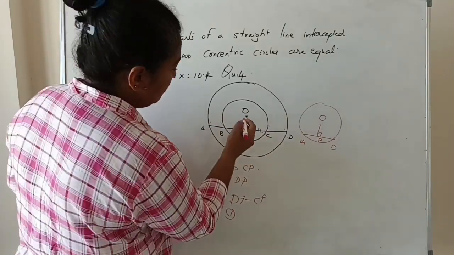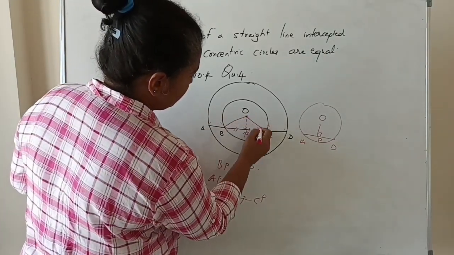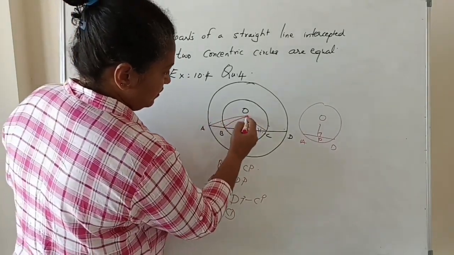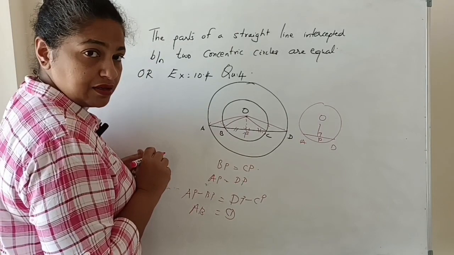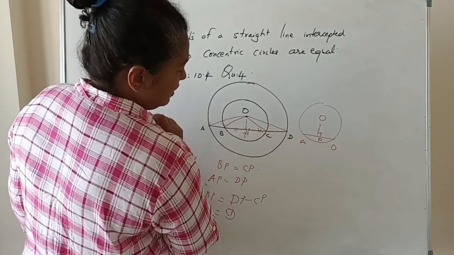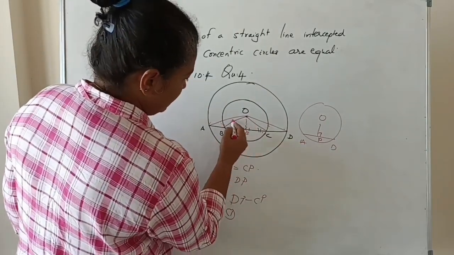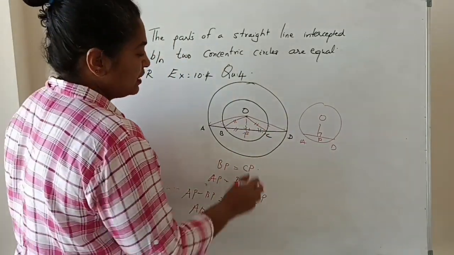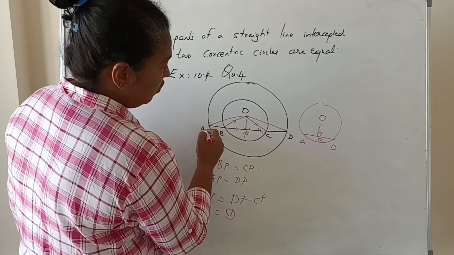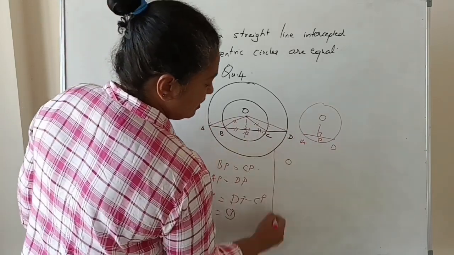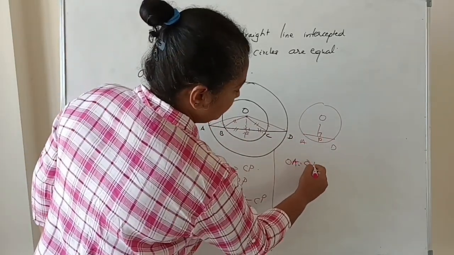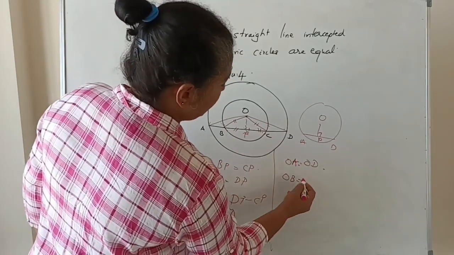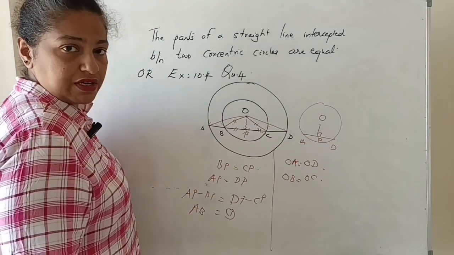Congruence has to come from triangle, so I will join up the radius. This is the radius of the smaller circle and this is radius of the bigger circle. Now, this smaller triangle, what can you say? You can say that this side is equal to this side. Radii of the smaller triangle. In the bigger triangle, OA is equal to OD. The same reason, radii of the bigger circle, and OB is equal to OC, radii of the smaller circle.